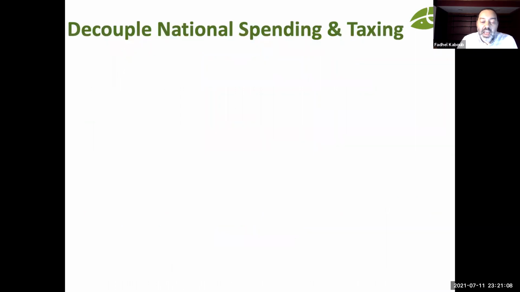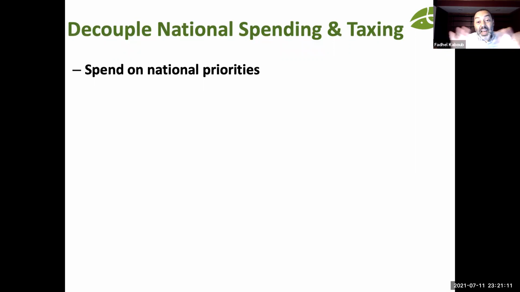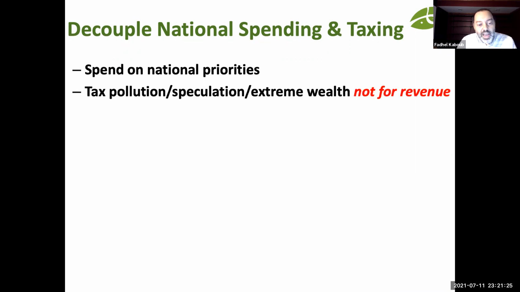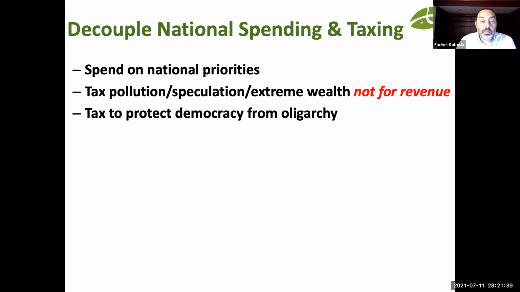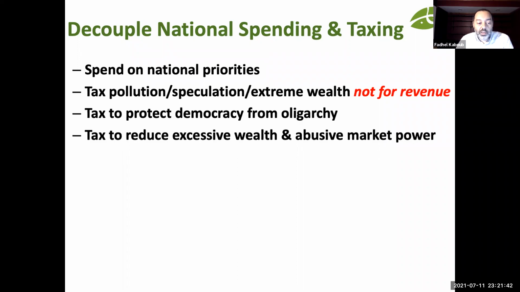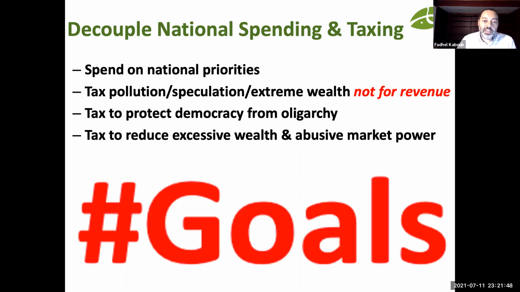So to me, this is a paradigm shift in terms of how we address the process of economic development. As a result, MMT focuses on decoupling at the national level, decoupling spending and taxing. Spend on national priorities, strategic investments, health, education, food security, energy security, whatever the priorities happen to be for each country. And then tax pollution to decarbonize, tax speculation to reduce speculation, tax extreme wealth to reduce inequality, not because you need their money or their permission to fund strategic investments. Tax to protect democracy from the abusive power of the oligarchy. Tax to reduce excessive wealth, abusive market power. These are the goals of taxation.